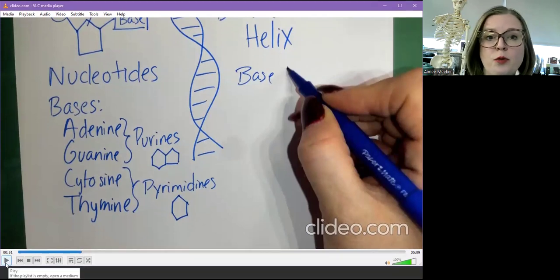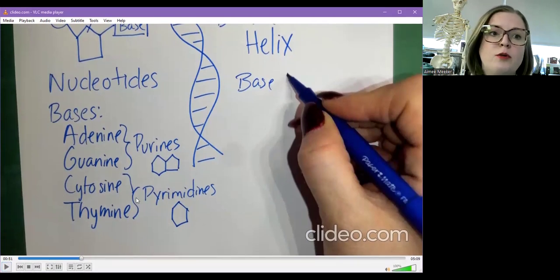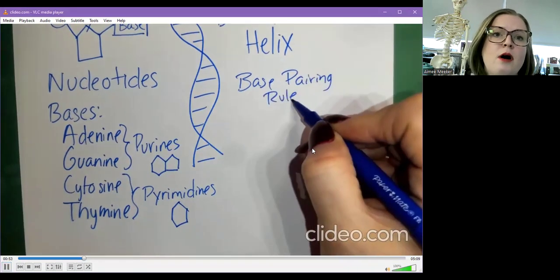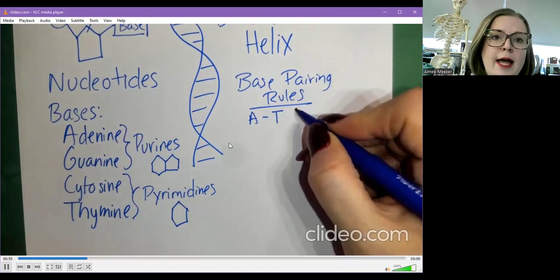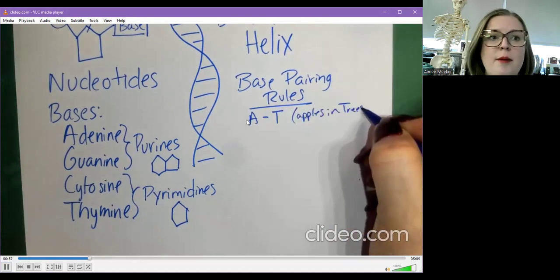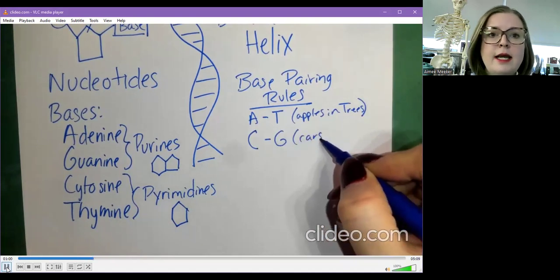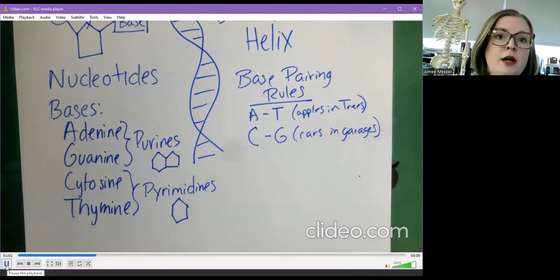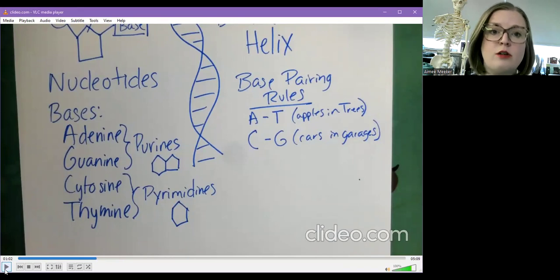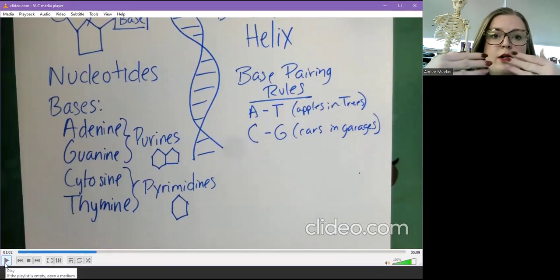There are some base pairing rules, and basically in the base pairing rules, purines and pyrimidines are going to bind together. A is always going to pair with T, adenine and thymine, and you can remember that as apples and trees. C is always going to pair with G. You can remember that as cars and garages. Cytosine and guanine are going to pair up. They kind of fit and match up together.